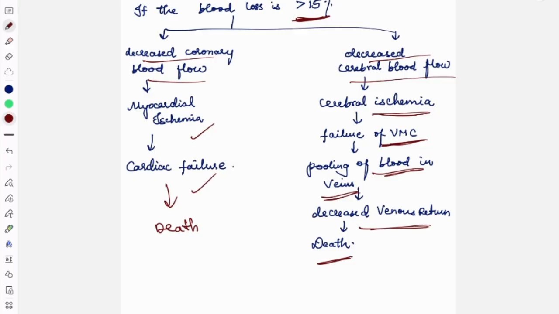Simply we can say that because of low blood to the heart and low blood to the brain, these two are the final stages where a person cannot be revived. That is why this is said to be the irreversible stage, and most commonly it will lead to death.